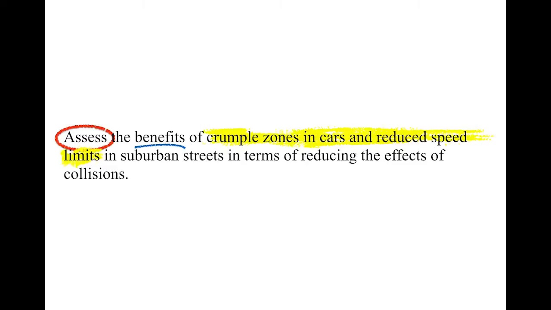Students will often neglect this outlining word and go on to assess the crumple zones and speed limits. Secondly, the question specifies that the benefits must be assessed in relation to how the safety devices reduce the effects of collisions. For instance, a response could show how lower speed limits reduce the stopping distance, or how crumple zones absorb the energy in the front or rear of the vehicle. Whilst being true, these examples do not refer to reduction in the effects of the collision and are therefore not addressing the outlining words.